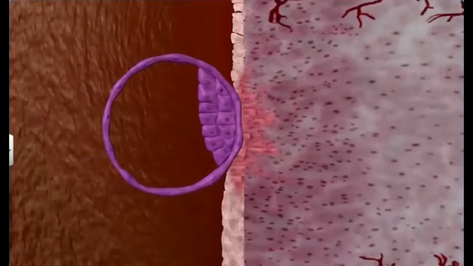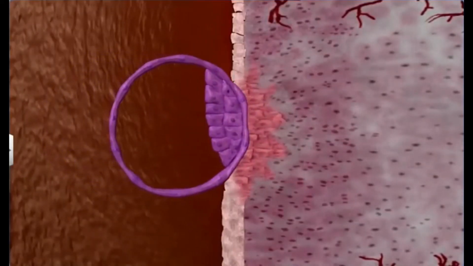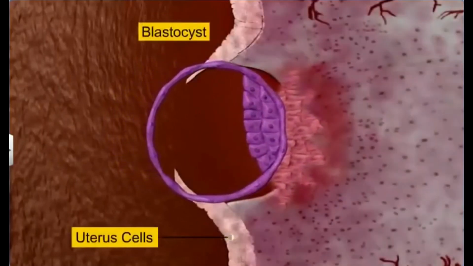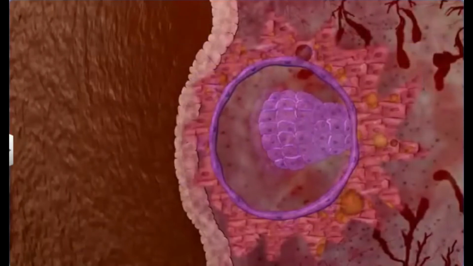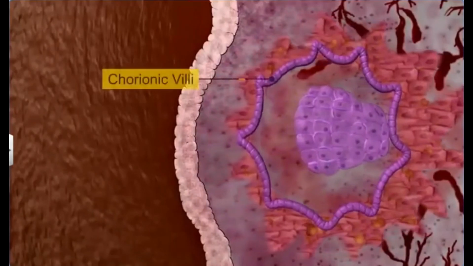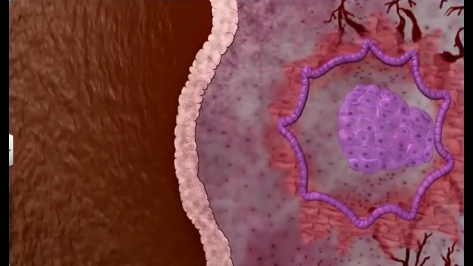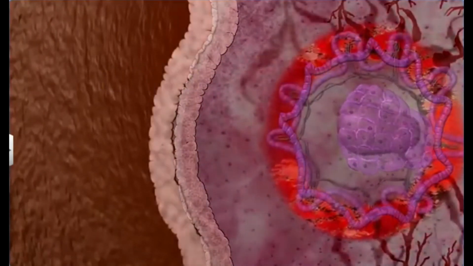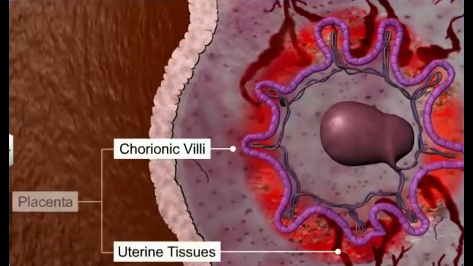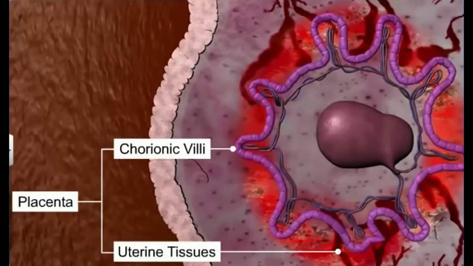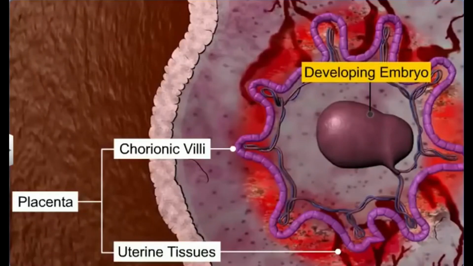After implantation, the trophoblast grows further, which causes the blastocyst to sink and get covered by the cells of the uterus. As the blastocyst sinks further into the uterus, finger-like projections called chorionic villi start appearing on the trophoblast. As the chorionic villi grow further, they interlock with uterine tissue to form the placenta, the structural and functional unit between the developing embryo and the developing body.